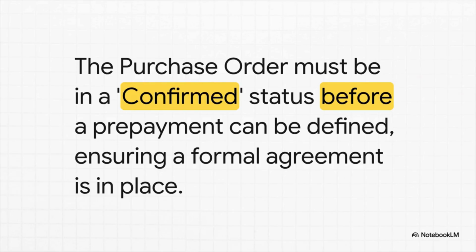So step 1. And here's the absolute rule you can't break. The purchase order must be confirmed. This is your control point. It means everyone has agreed to the terms. Once that's done, you just hit the prepayment button, tell it whether it's a percentage or a fixed amount, and link it to that procurement category we set up.